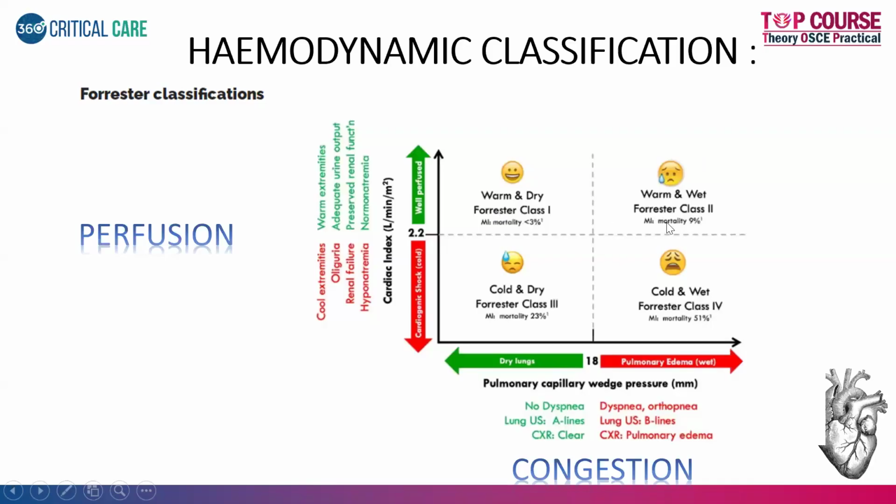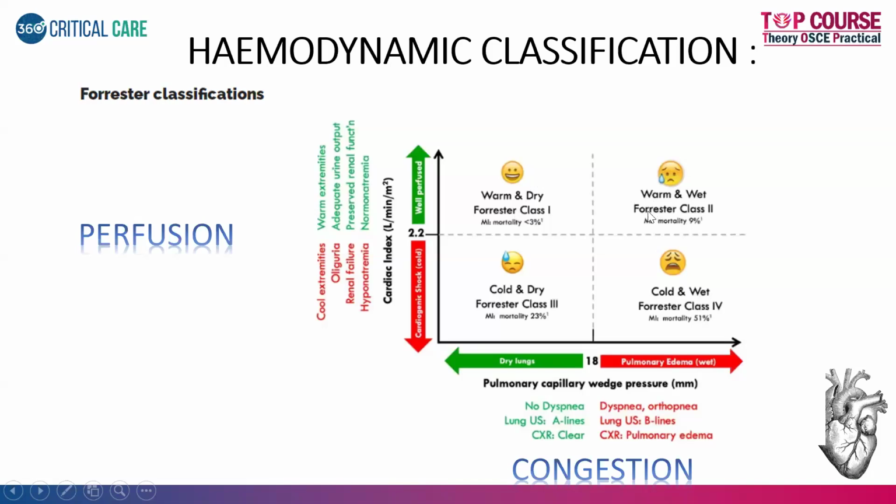That is Forrester class 1, class 2, class 3, and class 4. Forrester class 1 is usually the safest patient. If you correlate this to the SCAI criteria, these patients fall in class A of SCAI. They have a good cardiac index, usually more than 2.2, and dry lungs, that is, no signs of congestion. For that reason, the mortality associated with Forrester class 1 is less than 3%.